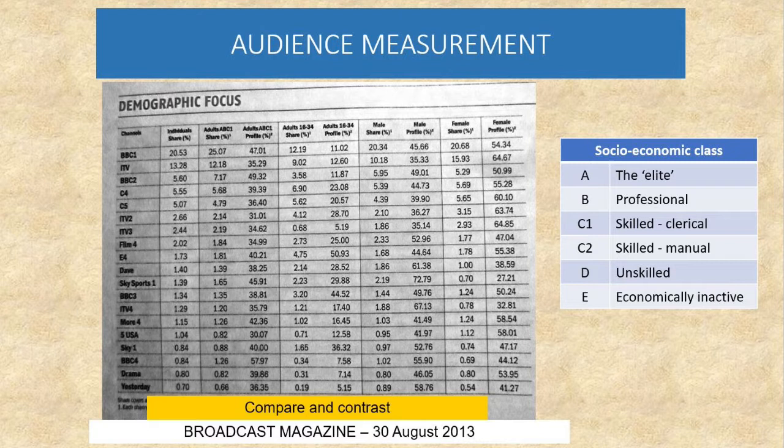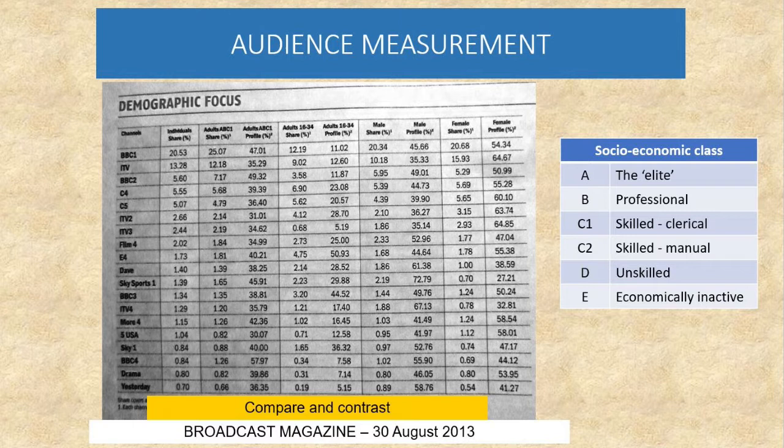And one of every week, it has a table like this that shows the audiences of various TV channels. So on the left-hand side, it says BBC One, ITV, BBC Two, etc., all the way down. So there are about 20 TV channels that you probably recognise. And what it shows you is what their audience is made of. So it looks at gender and it looks at class. On the right-hand side, I put the socio-economic classes to remind you what they are.